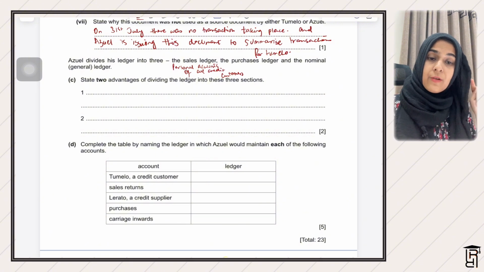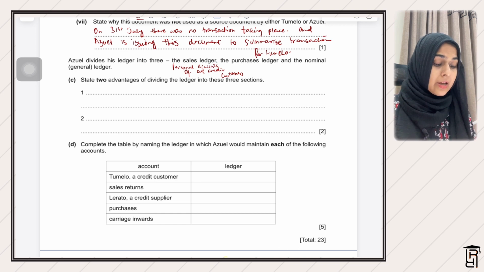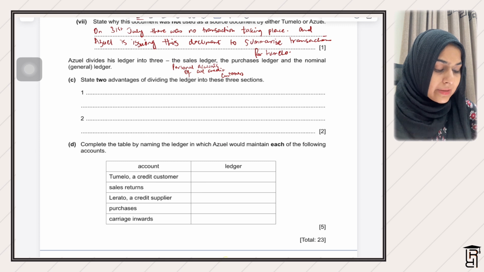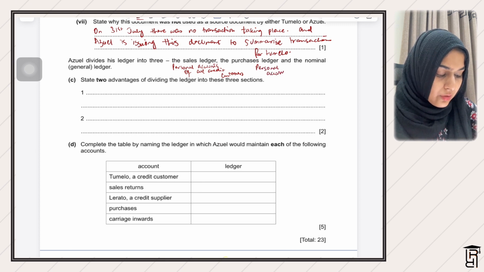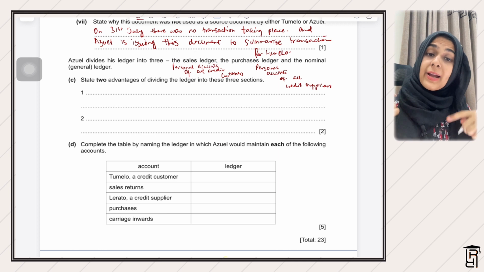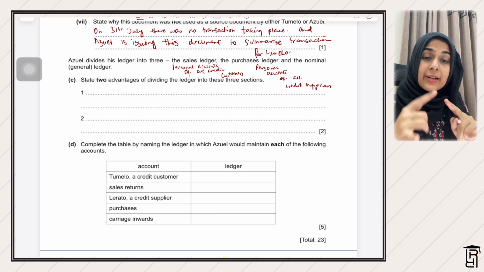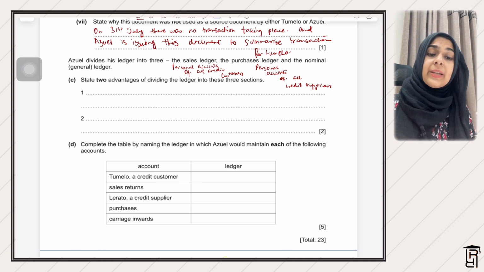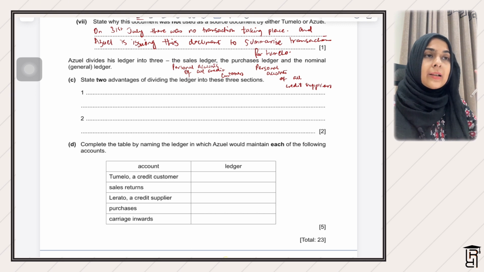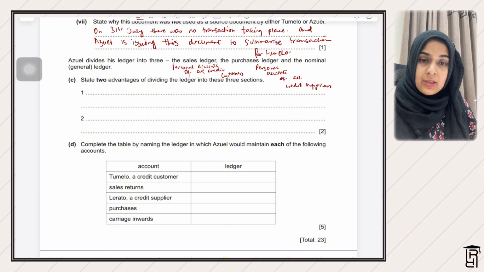The personal accounts of each of the customers will be recorded in the sales ledger, and in the purchases ledger there will be personal accounts of all the credit suppliers. So each person from whom I'm buying goods on credit, their T accounts, their personal accounts, will be in the purchases ledger. And in the cash book, there's a bank and cash T account.